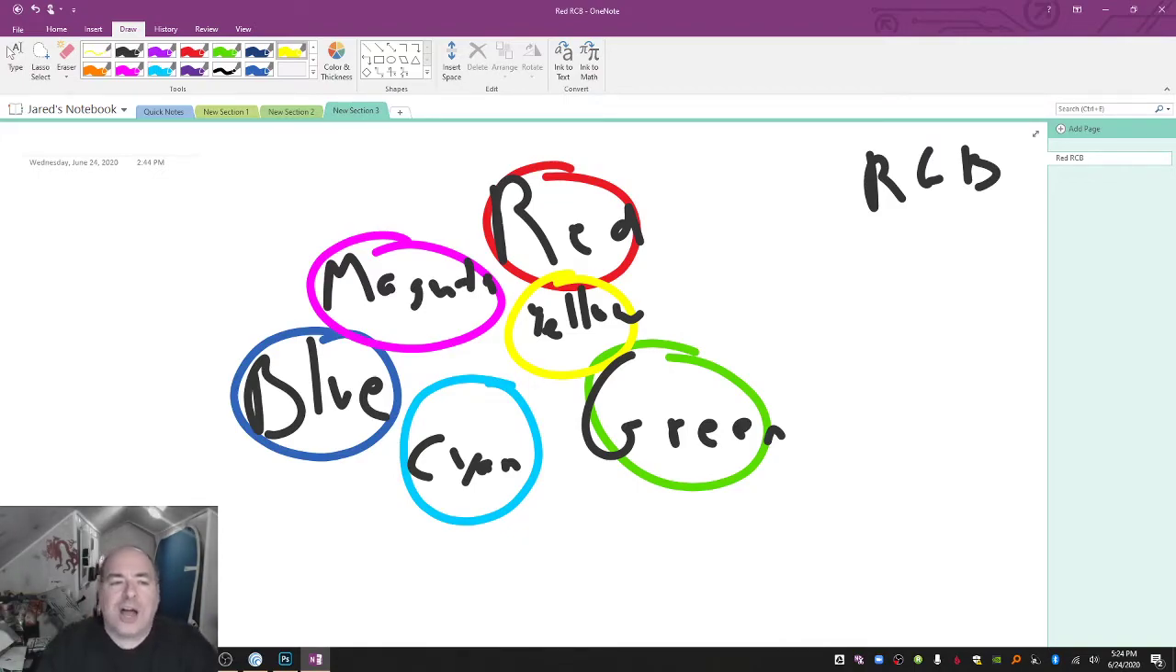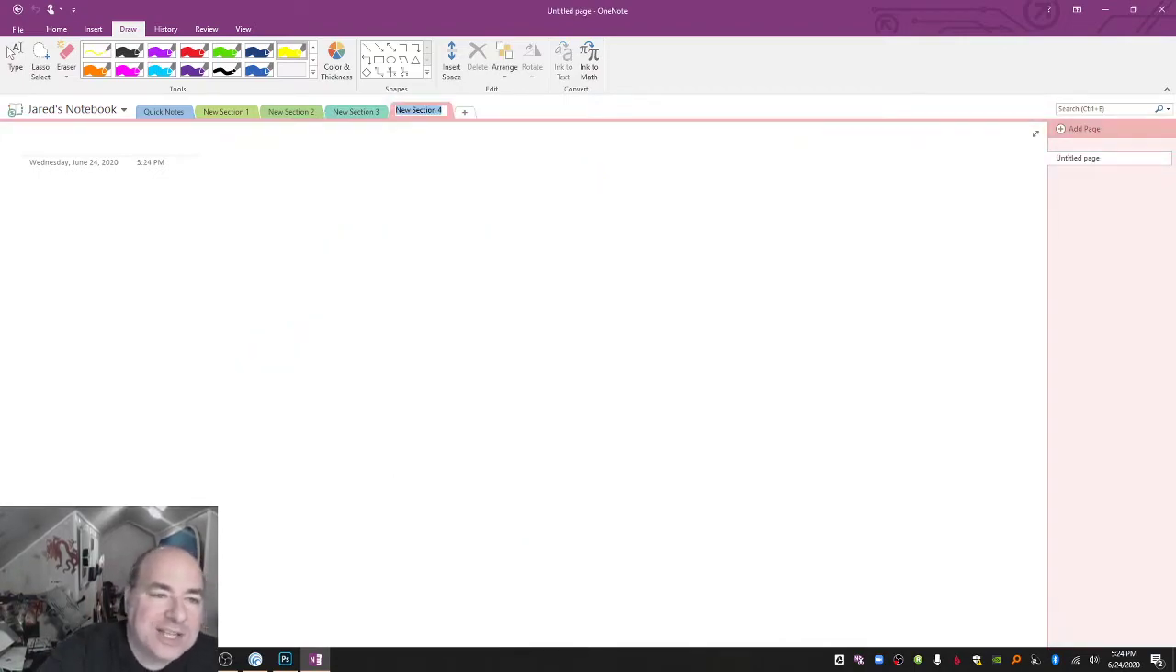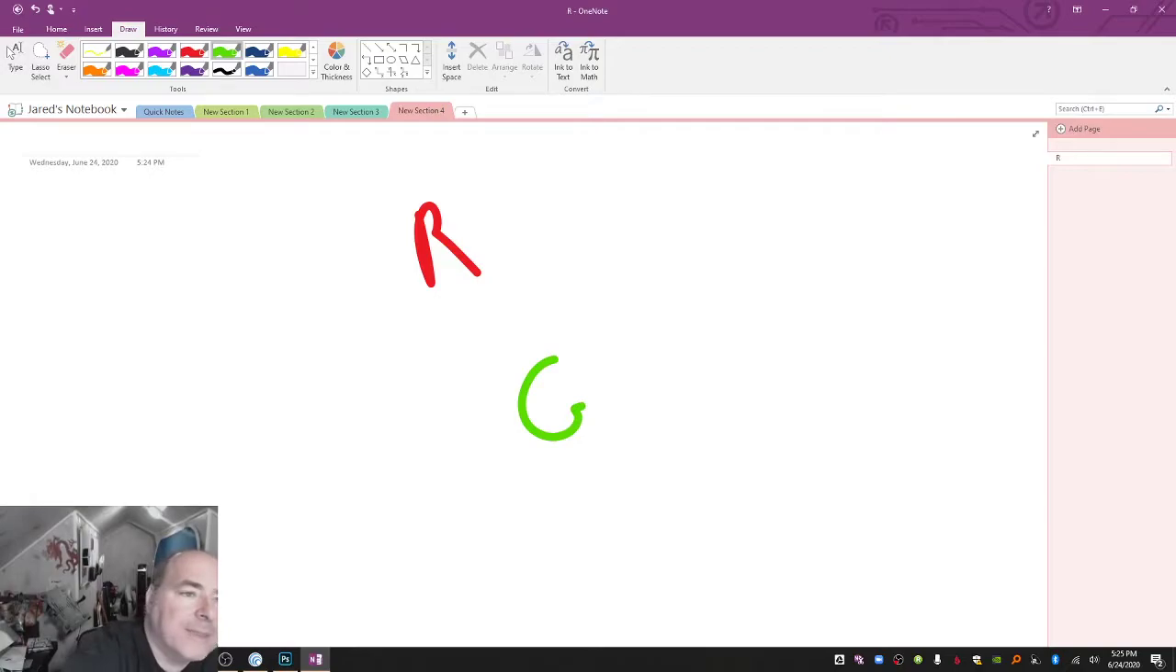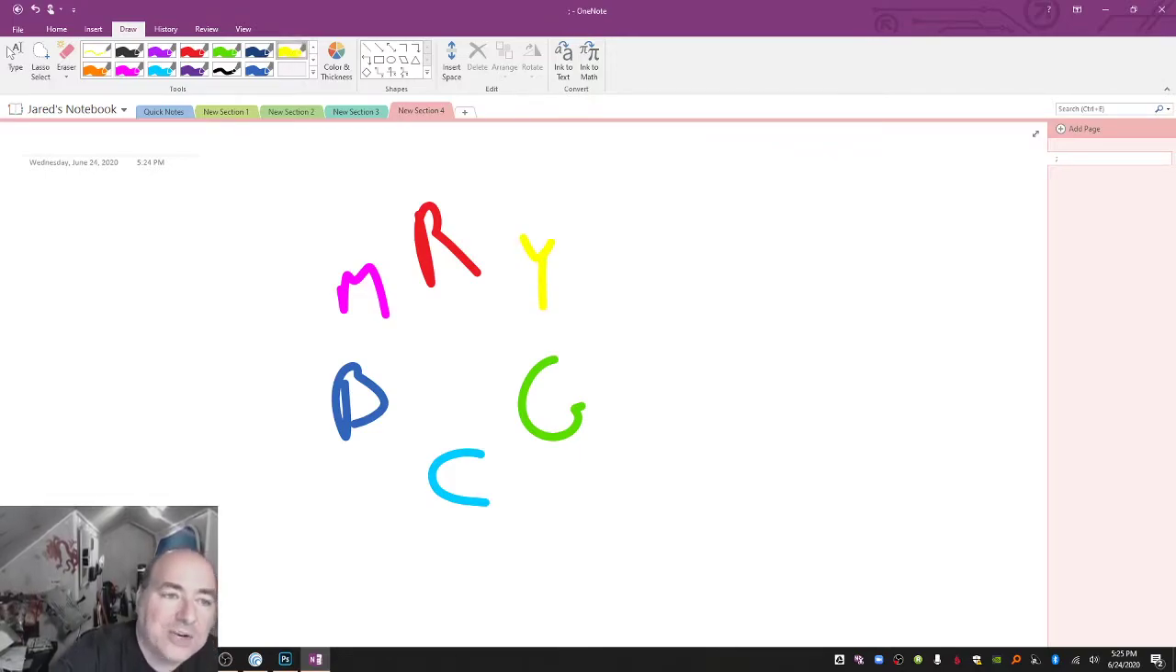So those are the colors that we're working with. And so let me do this a little bit prettier here, right? So I've got red, I've got green, and I've got blue as my primary colors. And then I have cyan, I have magenta, and I have yellow as my secondary colors, which goes to show you that all color is Jewish.